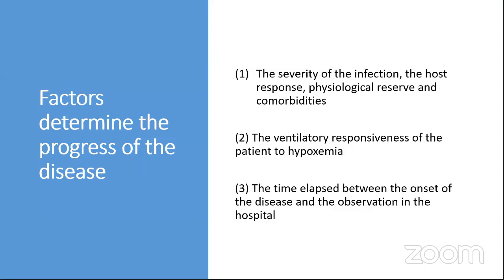So which type will our patient go to? Yeah, will it be type 1, a patient with good compliance, or type 2, a patient with poor compliance? It depends on the severity of infection, the immune response of the patient, how the patient responds to the ventilatory parameters you are setting, how he responds to oxygen concentration, and of course the time of presentation to the hospital and ER.